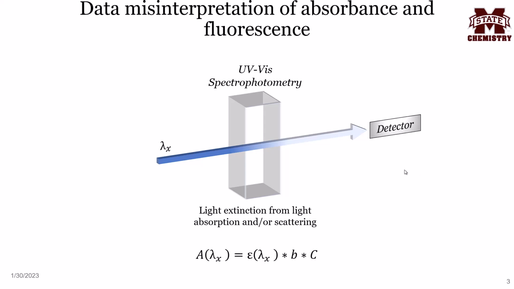Shown here is a simple diagram of UV-Vis spectrophotometry. We first excite the light, shown as lambda x, and measure the total light extinction as the beam passes through the sample. The spectrophotometer measures the fraction of the transmitted light that hits the detector, which can be measured as transmittance or absorbance. Absorbance is most commonly used for UV-Vis measurements, which is what we will be using here.